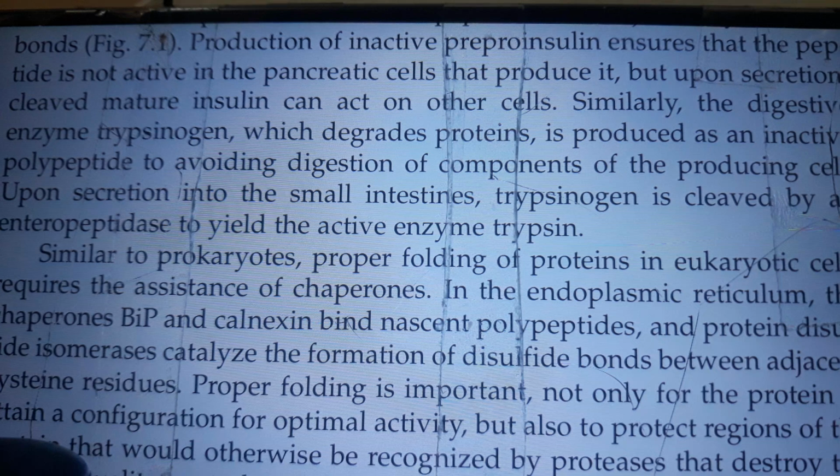Similarly, the digestive enzyme trypsinogen, which degrades proteins, is produced as an inactive polypeptide to avoid digestion of components of the producing cell. Upon secretion into the small intestine, trypsinogen is cleaved by an enteropeptidase to yield the active enzyme trypsin.